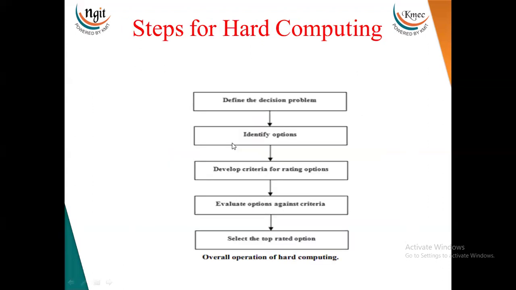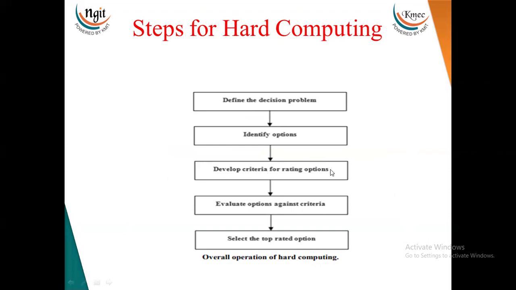So what are the different steps? We have seen the steps for soft computing. So what are the steps for hard computing? First, you have to define the class of decision problem. What is your problem? And identify the options. So what are the criteria for rating the options?